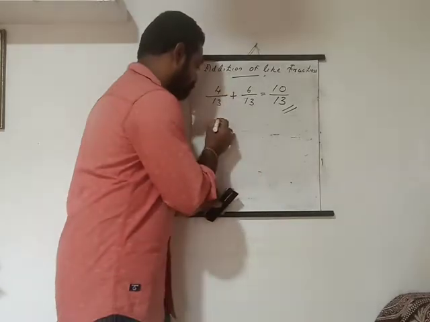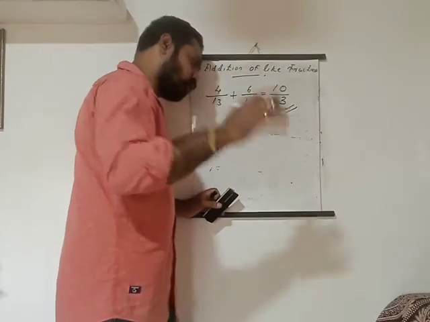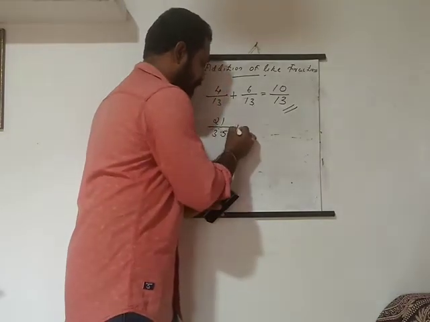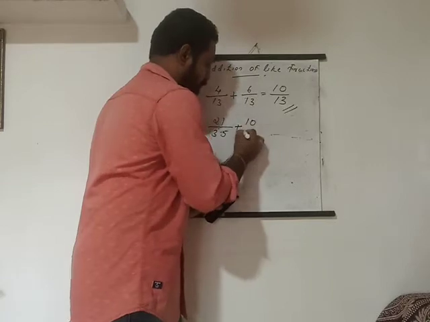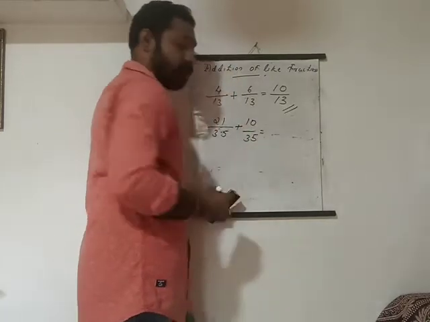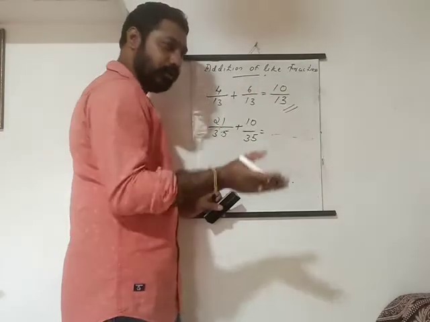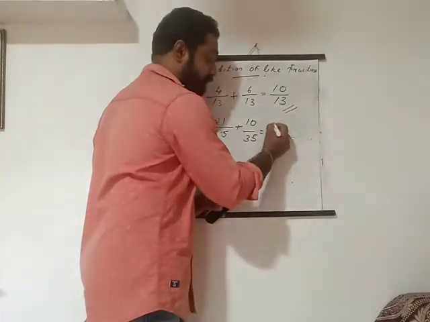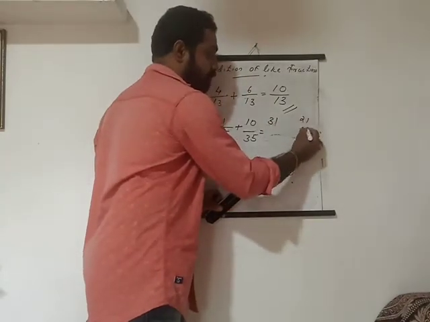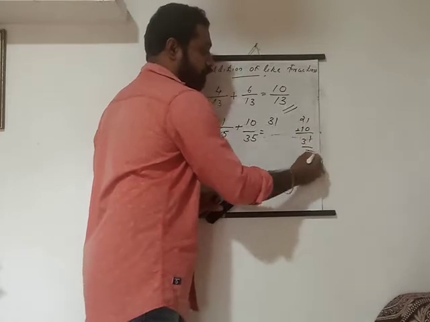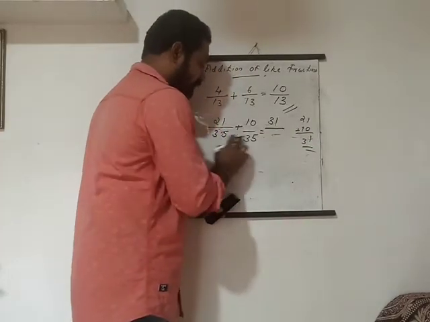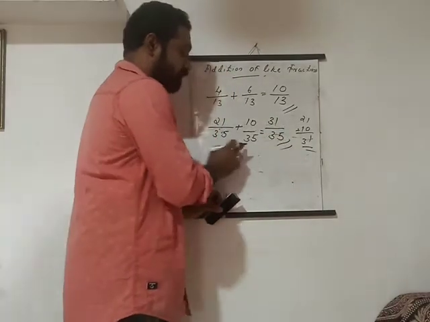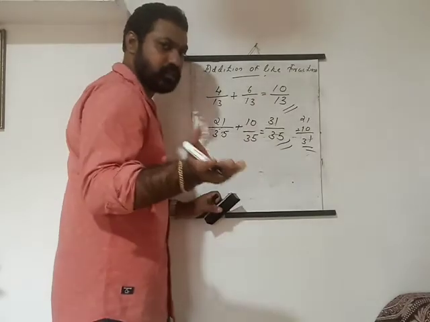Take another example. If it is a bigger number also, no problem. Take 21 by 35 plus 10 by 35. This one we need to add. What we have to do? Just add the numerators, 21 plus 10. What is 21 plus 10? 31. If you don't know how to add, we can do it this way. 31 by 35. Write the same denominator. Easy.